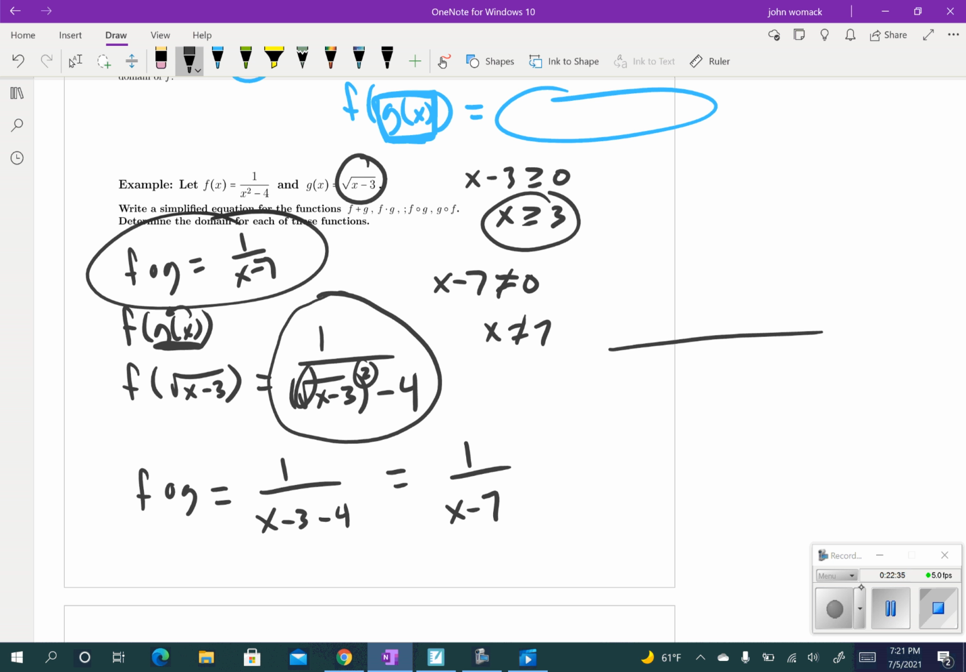Let's see. We know that it has to be greater than 3. So if that's 3 right there, it has to be greater than 3. But it can't equal 7. So right there at 7, there's an open dot.